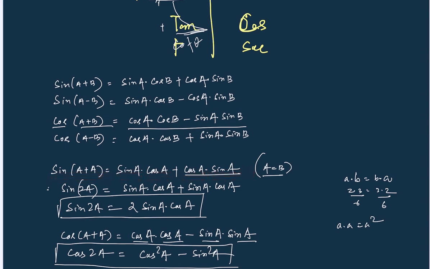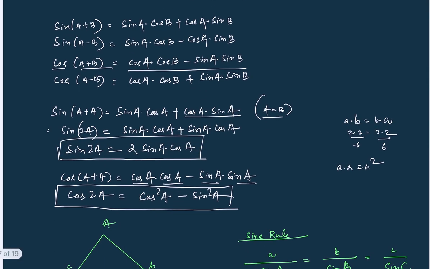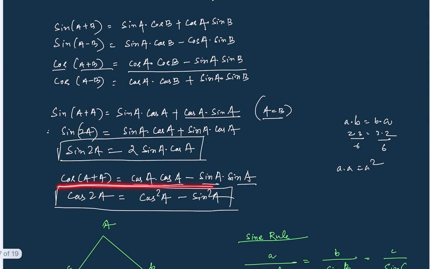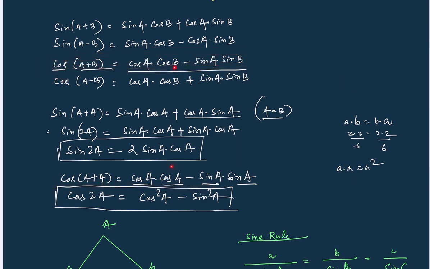According to the formula, flipping this, sin a cos a plus sin a cos a is equal to 2 into sin a cos a. So sin 2a will be 2 into sin a cos a. Similarly, you can find cos 2a. What is the cos a plus b formula? This is the cos a plus b formula. If a is equal to b, then instead of b we can replace a. So cos a plus a is equal to cos a into cos a minus sin a into sin a.